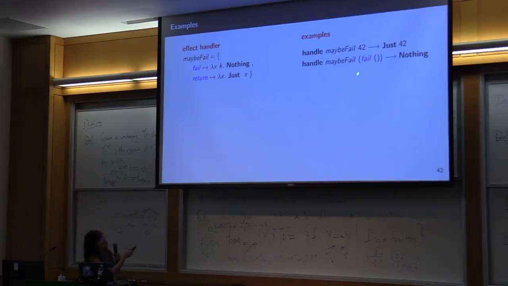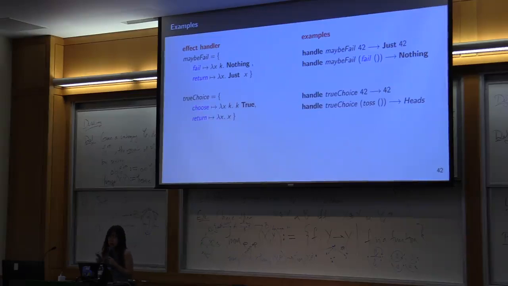Otherwise, if the program you are handling is actually currently performing an operation, like in this case fail with argument unit, now this handler will say, I don't care about the rest of the computation. Now the whole thing is just a nothing. So the handler has successfully turned the type of this program into a maybe type. And because you have this continuation available, right? In the case of exception, maybe you say that we don't care about the continuation because we will just abort the computation altogether. But because you have this continuation available, you can actually resume from the original computation.